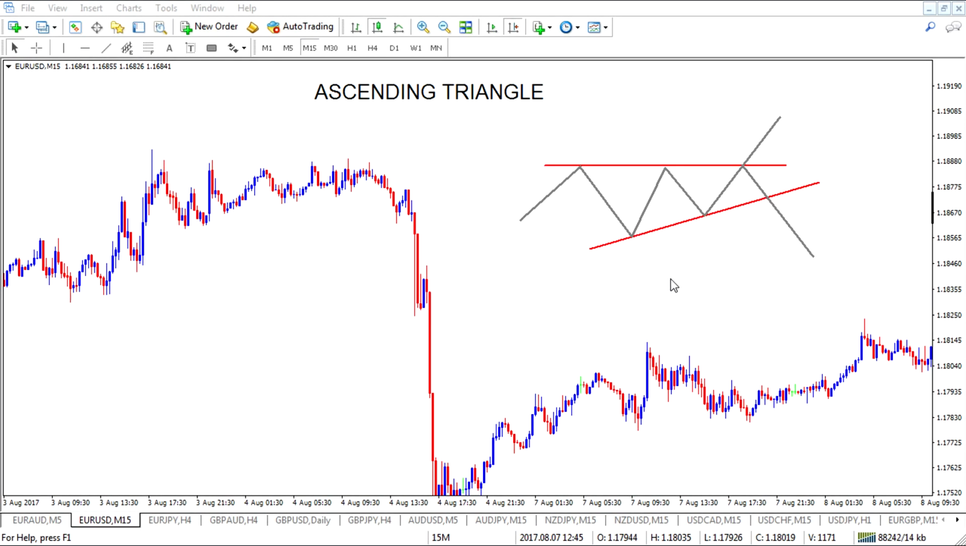Hi there, my name is Russ Horn, and I would like to show you a chart formation called an ascending or a descending triangle. Now I want to start off with an ascending triangle.